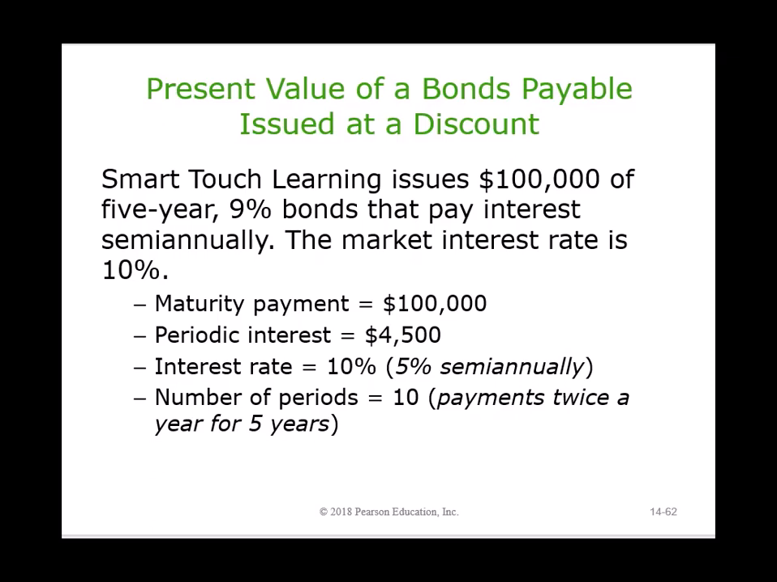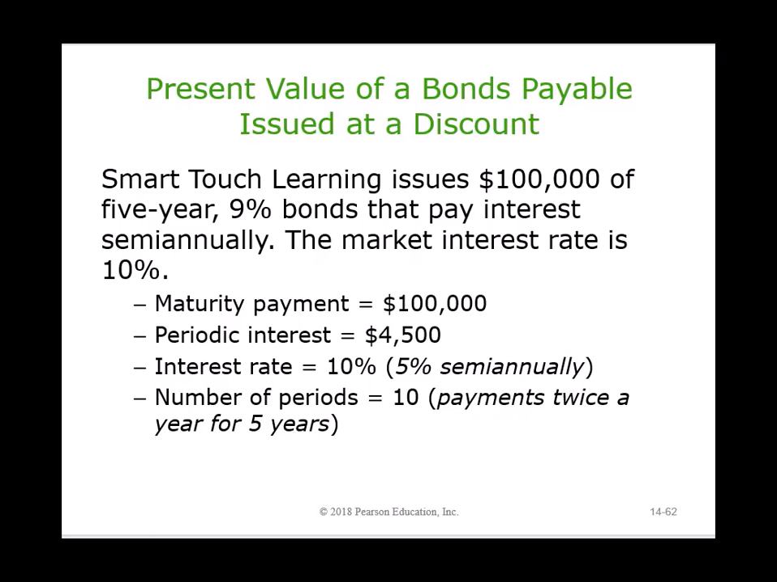So our maturity amount is going to be the $100,000. That's what the company's going to have to repay the bondholders when these bonds mature. Periodic interest is going to be $4,500. That is simply the $100,000 times the 9% stated rate times half a year, okay, because it pays semi-annually. So the market interest rate is 10%, or 5% semi-annually. The number of periods is 10 because we have payments twice a year for 5 years.